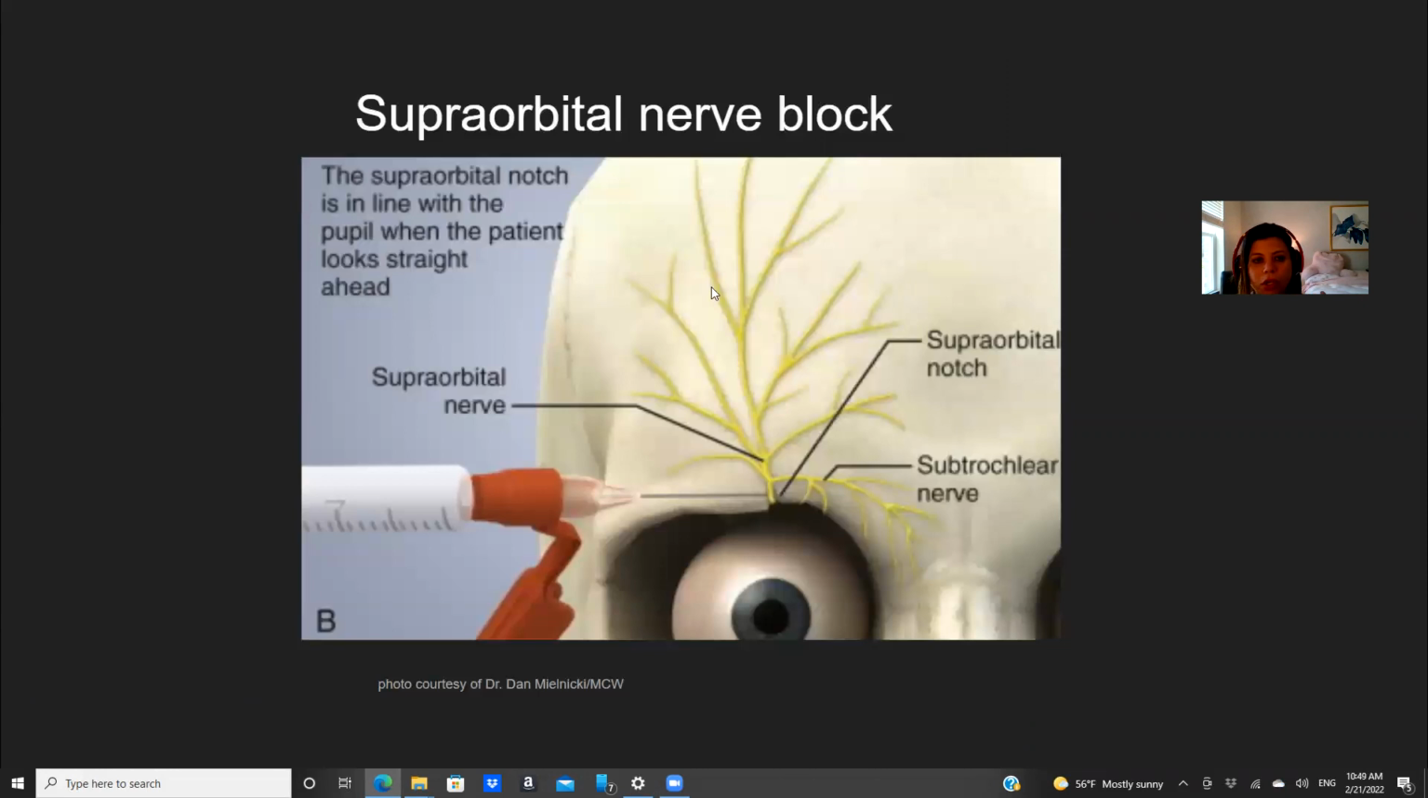Our first nerve block that I'm going to be talking about is the supraorbital nerve block. I want you guys to go ahead and try to feel your supraorbital notch. When the patient is looking straight ahead, it is in line with the patient's pupil, and the notch is right here. If you're feeling it on yourself, if you're feeling it on somebody else, just try not to poke their eye out.